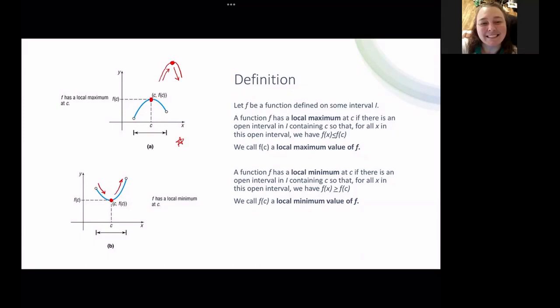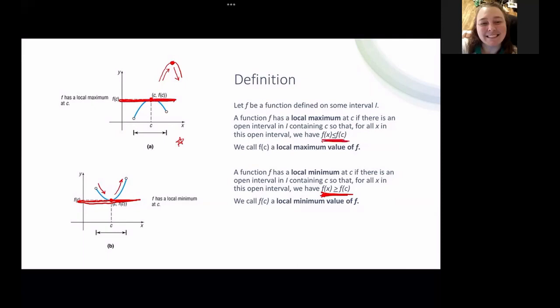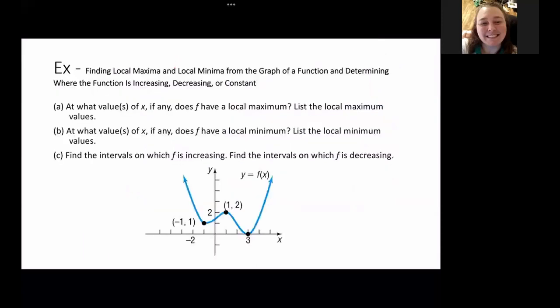So that definition: a function f has a local minimum at c if there is an open interval L containing c, so that for all x, f of x is always going to be greater than or equal to f of c. So you can see here, c is going to be your bottom. On either side, it's always going to be greater than or equal to. Here, you're going to have a top, so on either side it's always going to be less than, okay? Again, you could just look at it as the top of the mountain or the bottom of the valley.